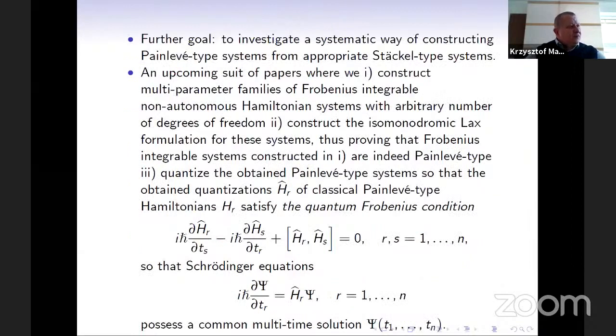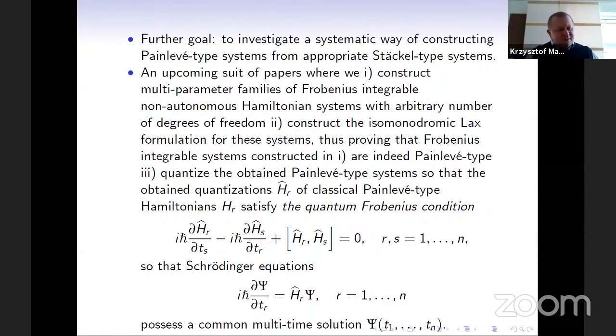There is a further goal for this talk. This talk will be quite technical, but it is not an endpoint of a research. It is one piece of a bigger research project that is about a systematic way of constructing so-called Painlevé type systems from appropriate Stäckel type systems.